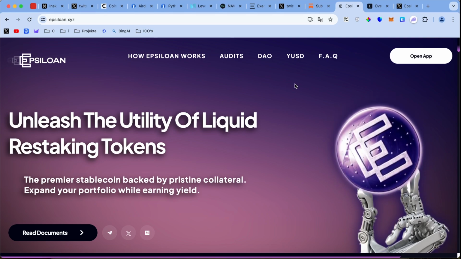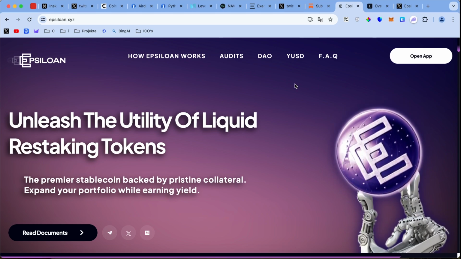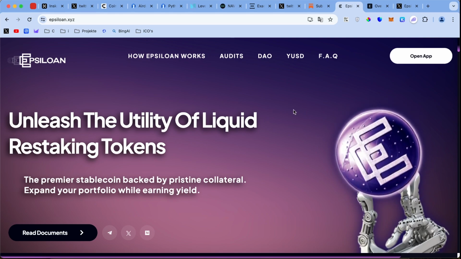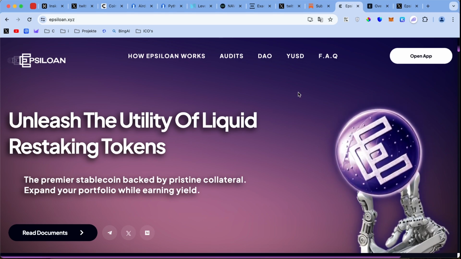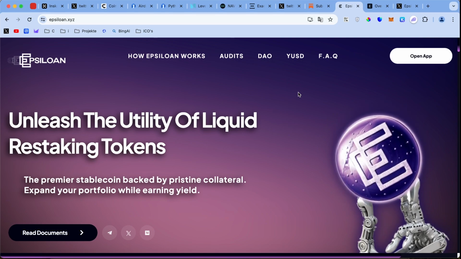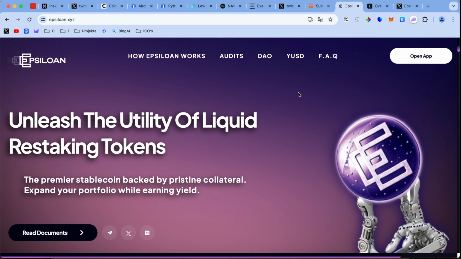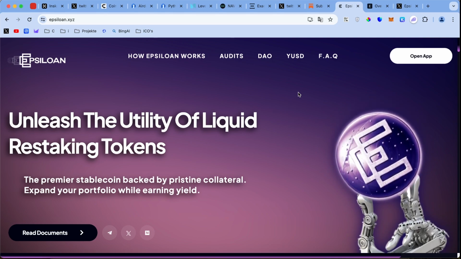So Epsilon wants to fix this and produce their own stablecoin called YUSD, which is a stablecoin backed by pristine collateral, which means backed by liquid restaking tokens. And this is something that hasn't existed yet. So this is a brand new way how stablecoins are backed and how yield can be generated in a very special way. So Epsilon is a very good project which is fixing this small space which isn't yet filled in the stablecoin section with their own LRT liquid restaking token stablecoin.